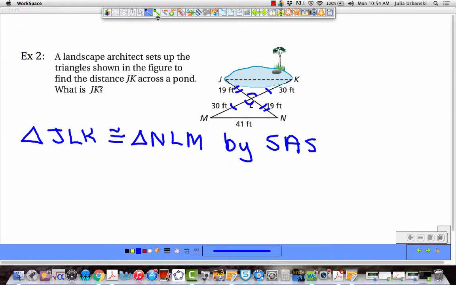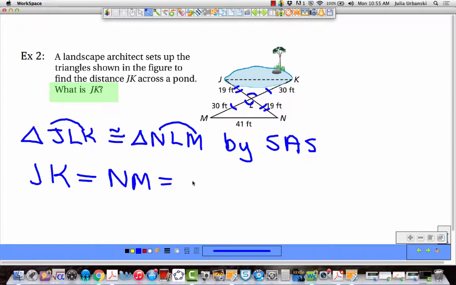So now let's read the question. They want to know, what is JK? The triangles are congruent by side angle side. But now we're trying to figure out the numbers. And JK, right here, JK is going to go with which side? And M is going to be 41, is correct.